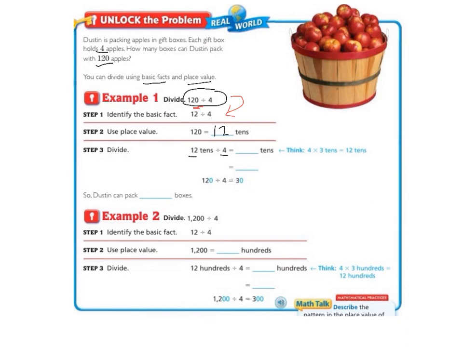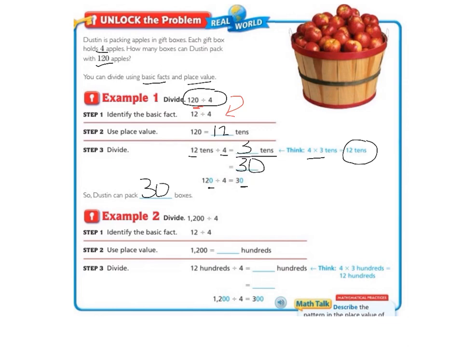12 divided by 4 is 3, because 3 times 4 equals 12. So we can use our inverse operations, our opposite thinking, to solve that. So 3 is our answer. But it's really 3 tens, so that's 3 times 10, or 30. So 120, there's my 0, divided by 4 is 3, there's my 0. So Dustin can pack 30 boxes.